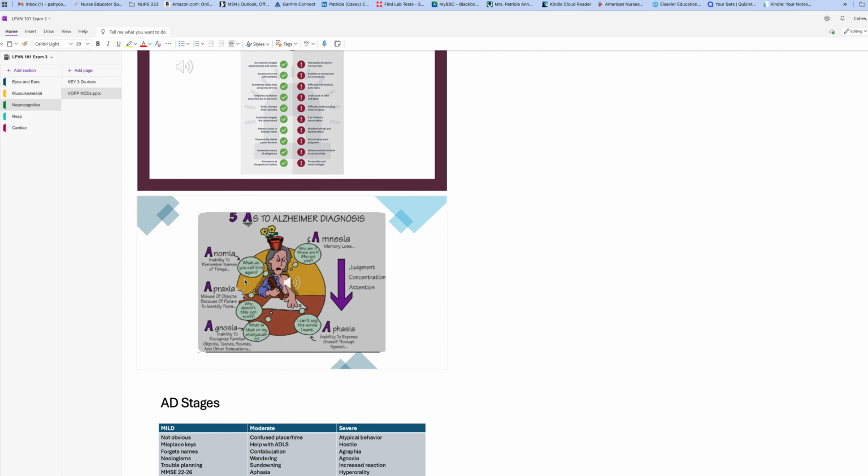The 5 A's to Alzheimer's disease. Anomia means they don't know what to call normal household items. Like they're trying to get their keys and they're like, where's my whatchamacallit? They just don't know the names of it. Amnesia, they can't remember. Aphasia, they can't say the words they want to say. Agnosia, that means they can't recognize familiar objects. Apraxia, they don't know how to use the objects. So you might give them a key and they may try to peel an orange with it. I mean, that's just an example.